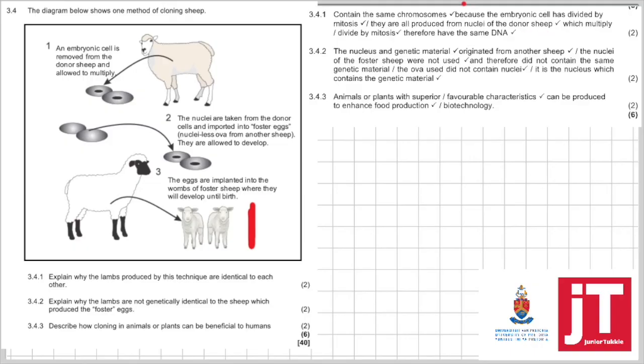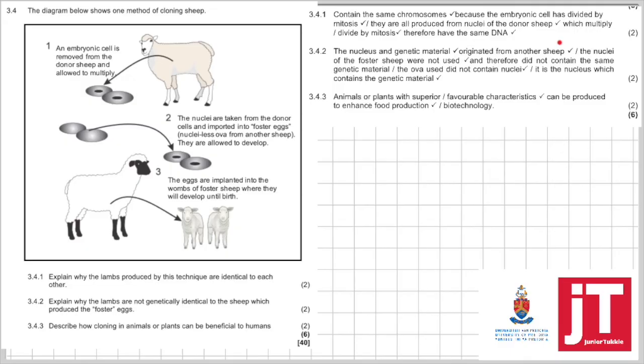3.4.2. Explain why the lambs are not genetically identical to the sheep which produce the foster eggs. Because the nucleus and genetic material originate from another sheep. Okay, the nuclei of the foster sheep were not used, so it did not contain the same genetic material, right? Or you could have said the ova used did not contain any nuclei, and it's the nucleus that contains the genetic material.